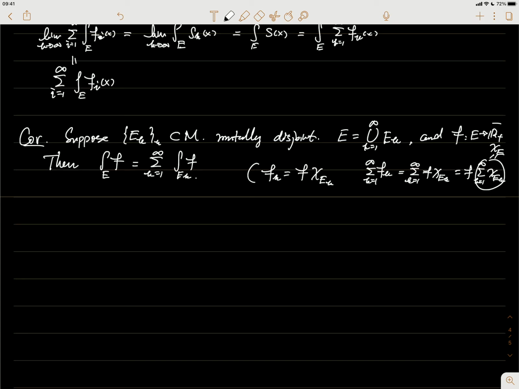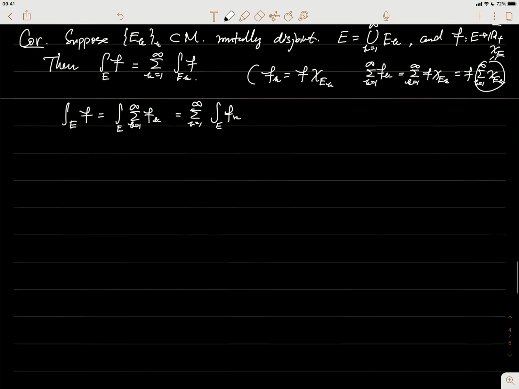Then we can apply the theorem from before. The integral of f is equal to the integral of this sum, right? And because of the theorem before, this is equal to the sum of the integrals. Okay, so that's the corollary here.